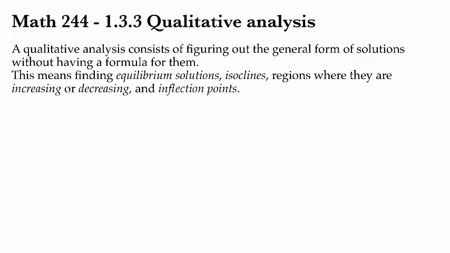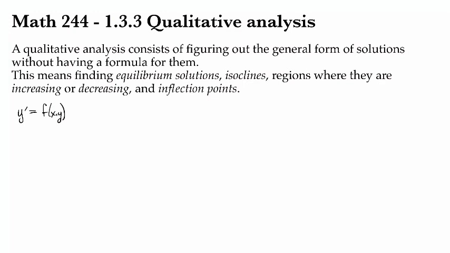Sometimes we talk about doing a qualitative analysis as opposed to a quantitative analysis. A qualitative analysis consists of figuring out the general form of solutions without having a formula for them. This means finding equilibrium solutions, isoclines, places where the solution is increasing or decreasing, and inflection points, that kind of thing. This is basically using all the stuff you learned in your first quarter of calculus about how to interpret the meaning of y prime equals some expression.